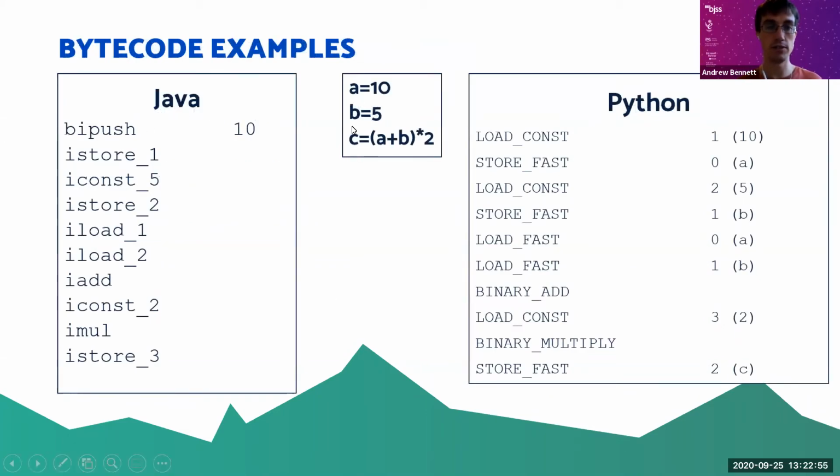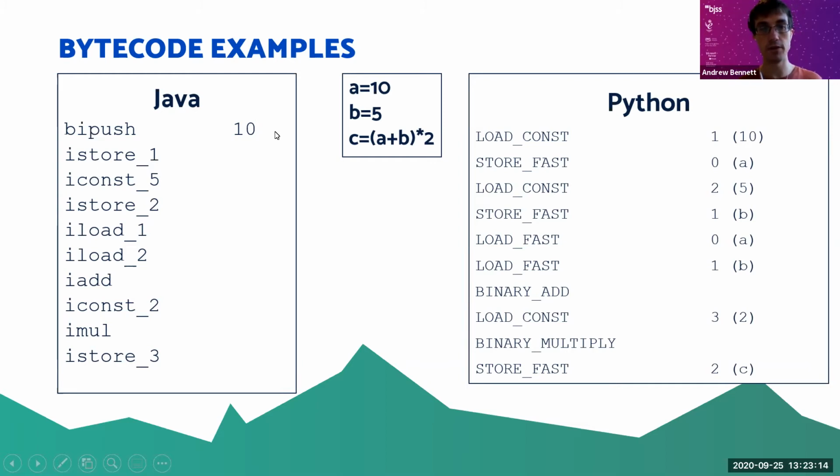So for example, this shows you an expression A is equal to 10, B is equal to 5, and C is equal to A plus B times 2. And this is the bytecode that we get generated for Java. This is Java bytecode. And on the right-hand side, this is Python bytecode. You can see that this is a stack-based set of operations.